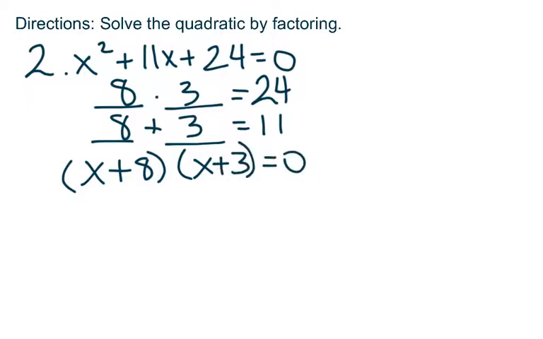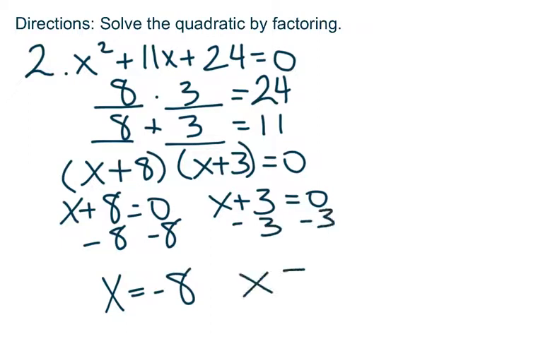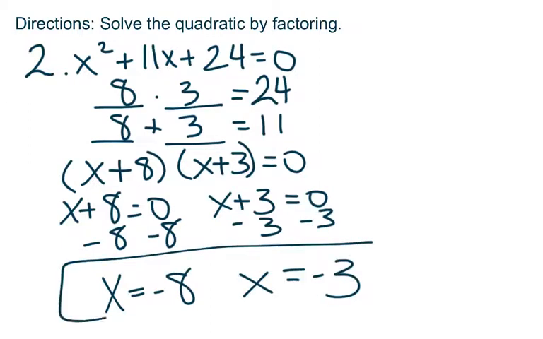They both equal 0, so I'm going to set them both equal to 0. And I'm going to solve for x. I'm going to get x by itself. So the way I get rid of plus 8 is subtract. X equals -8. The way I get rid of plus 3 is subtract. X equals -3. There are my two answers.